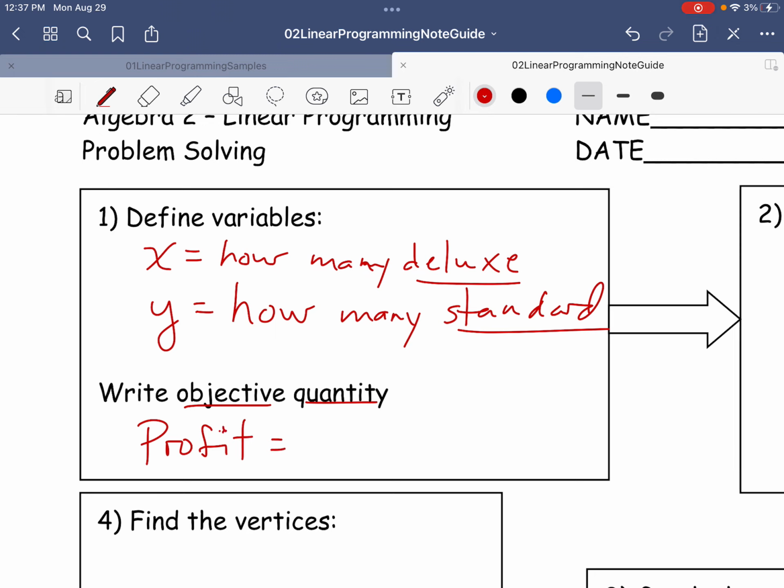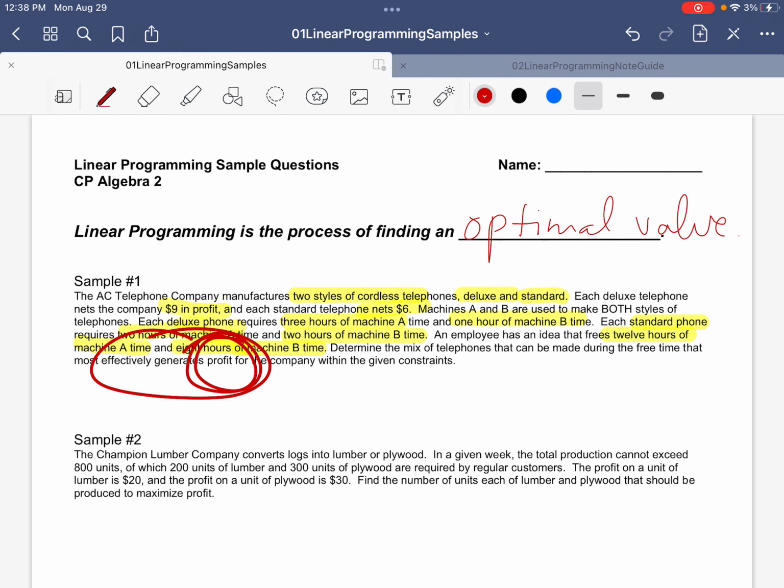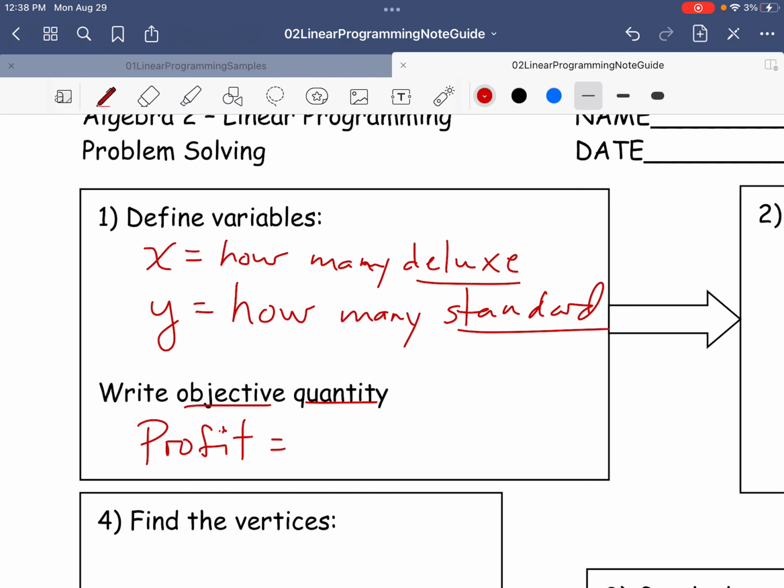Except that we want to turn that into an equation, and now we have to start getting into the numbers. If you go back and read, it says that you get so much profit from each phone. Remember, it was in the first few sentences up here. You get $9 profit. You get $6 profit for each kind of phone. We're going to take those two numbers. We're going to use them.